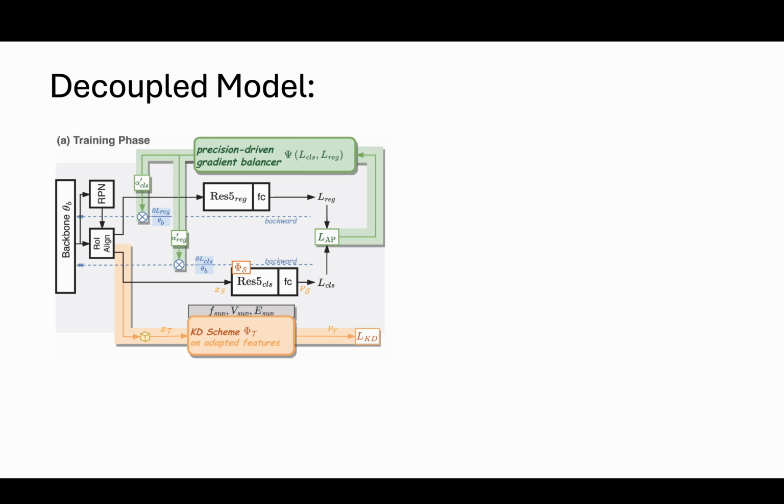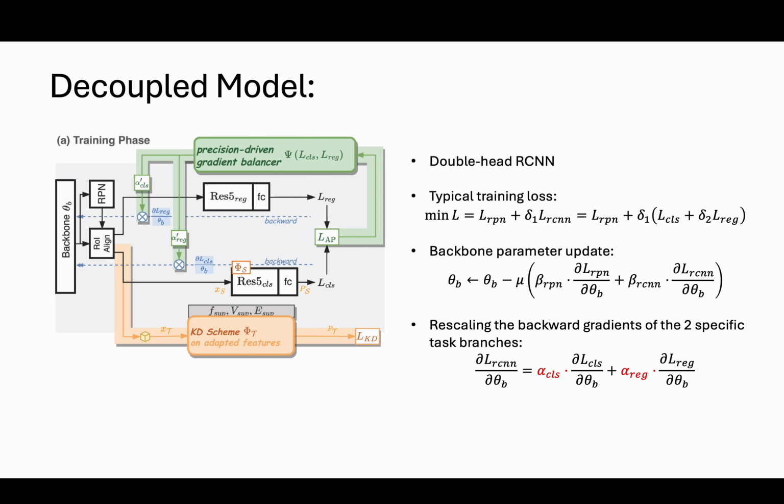To decouple classification from regression, we enhance the baseline with a double-head RCNN, dividing it into task-specific branches for classification and localization using Res5 residual blocks. This straightforward enhancement leads to improved performance over the baseline.